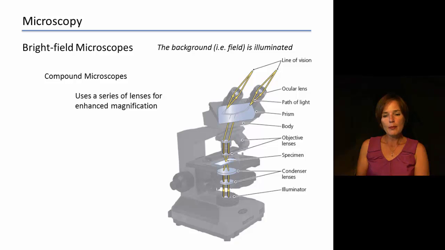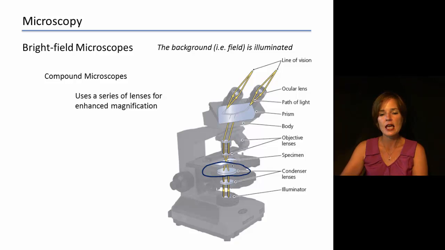The difference with the compound microscope is that now we're using a series of lenses, so that's the compound part of it. By having a series of lenses, we will be able to have a more enhanced, greater ultimate magnification. So if we look at this picture right here, we have light coming up from the bottom. We have a lens right here, so that's one lens. And then we have other lenses in our objectives, okay?